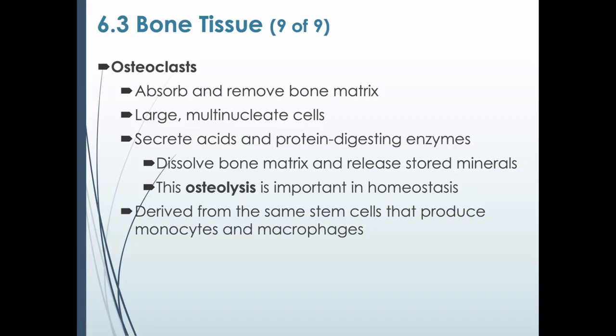So the osteoclasts are going to be derived from the same stem cells that produce monocytes and macrophages. We won't be getting into your white blood cells now, but you'll learn about that in A&P2.